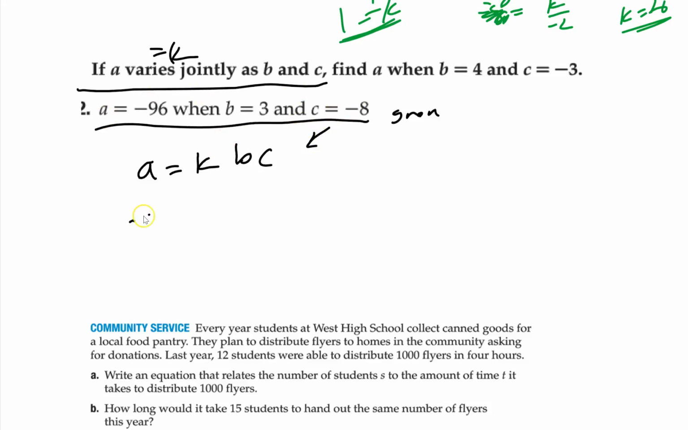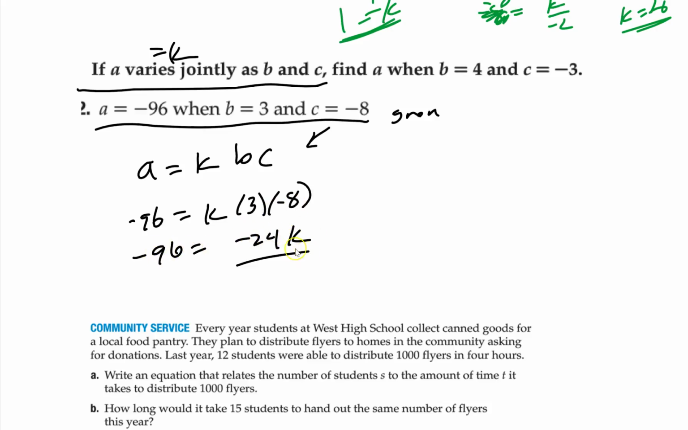So plug it in. Negative 96 equals k times 3 times negative 8. Negative 96 equals negative 24k, divided by negative 24. And you get k equals 4. Negative 4. And a 4, positive 4. That's my k. Plug it in. Now you have your equation.